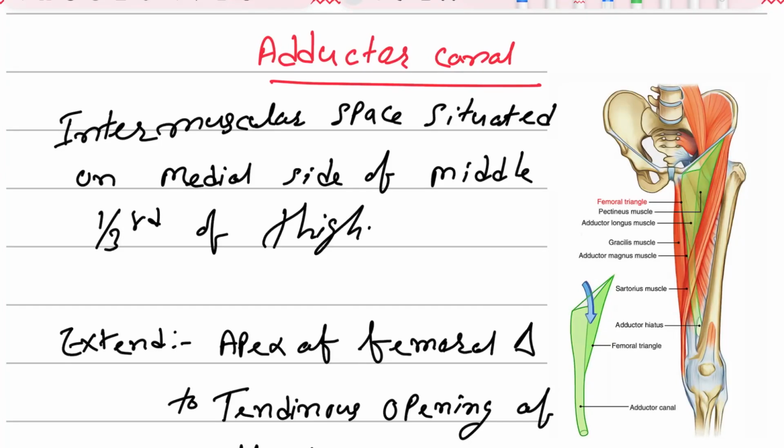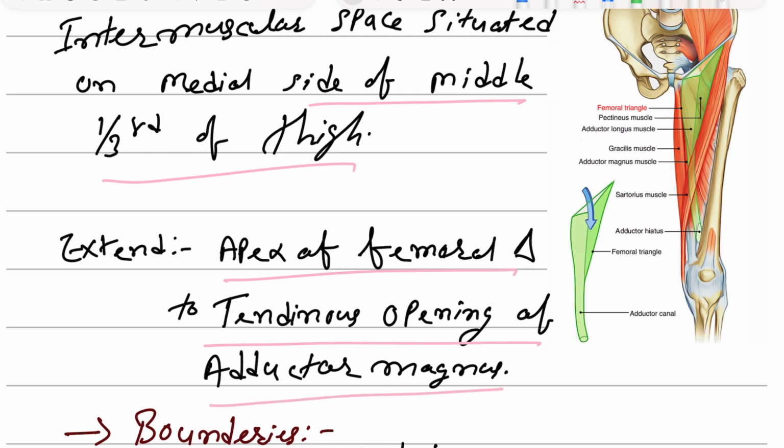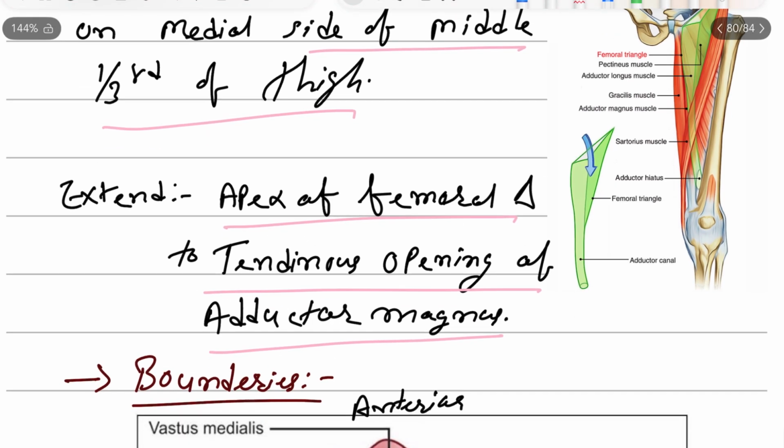The adductor canal is an intermuscular space situated on the medial side of the middle one-third of the thigh. It extends from the apex of the femoral triangle to the tendinous opening of the adductor magnus. This is also known as Hunter canal or subsartorial canal.